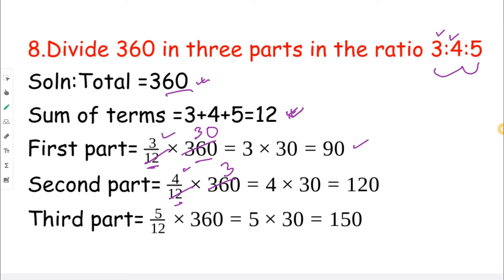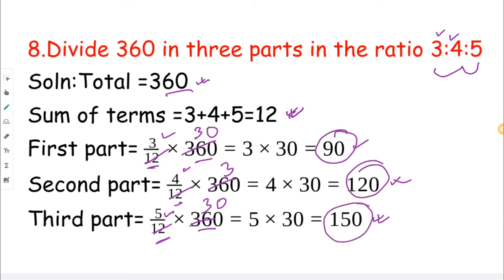The last part is 5 parts out of the total 12 parts, right, of this 360. So 12 ones are 12, 12 threes are 36. So 5 into 30, I'm going to get 150. Okay, so the first part is 90, the second part is 120, and the third part is 150.